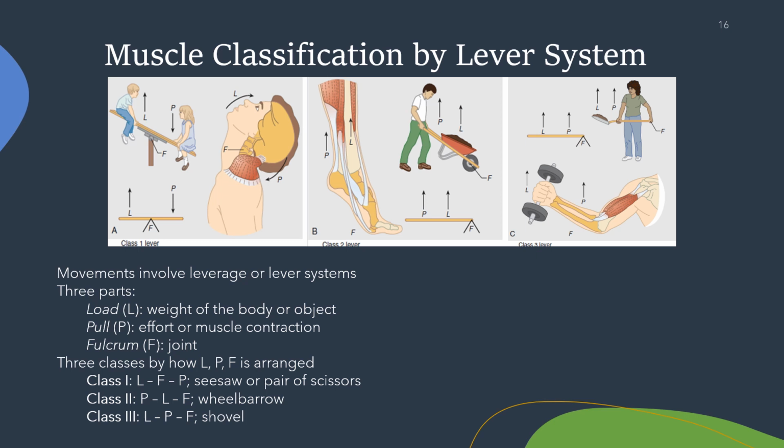So look at these pictures. They really are so easy to understand. The definitions of each are on page 403. But if you look at the pictures, I really think that will help you remember each one of these. So the class 3 is the most common in our body. That's the one with the shovel. So the load, the pull, and the fulcrum, as if I was holding a shovel of dirt. So that's our class 3, and again, the most common type of lever system within our body.